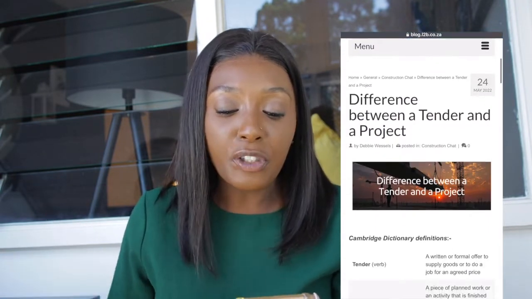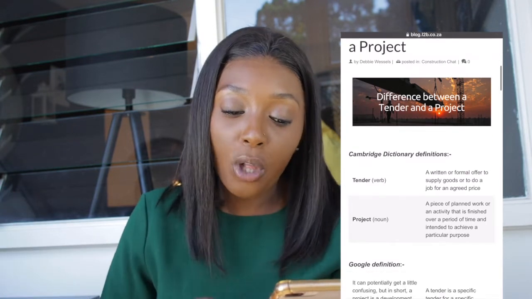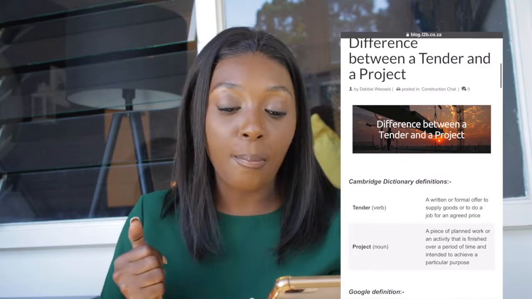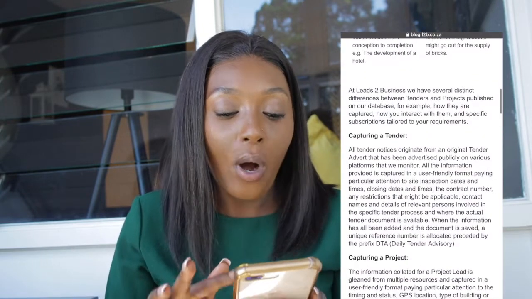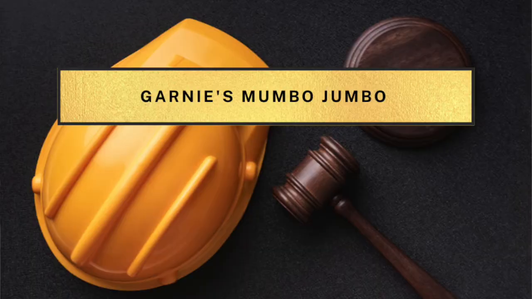Before we get into how I would define it, let's let Leads to Business define this one first. It's an article from the Leads to Business website on the difference between a tender and a project. A tender: a written or formal offer to supply goods or do a job for an agreed price. A project: a piece of planned work or an activity that is finished over a period of time, intended to achieve a particular purpose. Leads to Business also further defines capturing a tender, capturing a project, and interacting with a tender. I'll put a couple of these here, but you can always go to their website to keep abreast of what is happening within the construction industry. They define a lot of things in construction in a really clear way, so you can be in the know too.